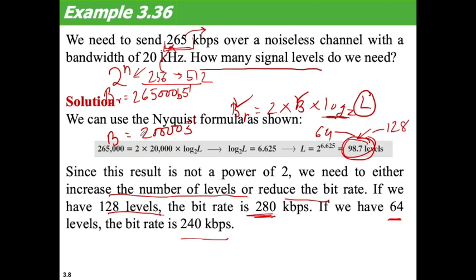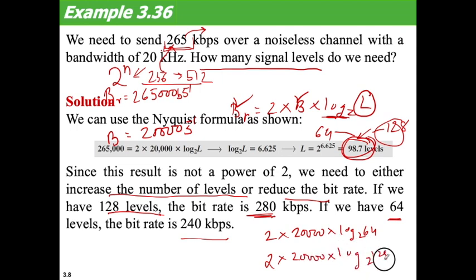So if we use 64, for example, then the total bit rate will be 2 into 20,000 into log 2 base 64, right? And if we use 128, the formula will be 2 into 20,000 into log 2 base 128. If we use 64, the bit rate will be 240. If we use 128, the bit rate will be 208.